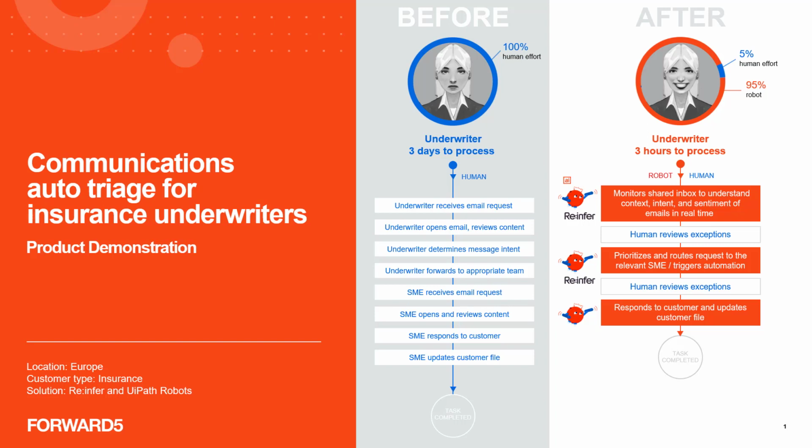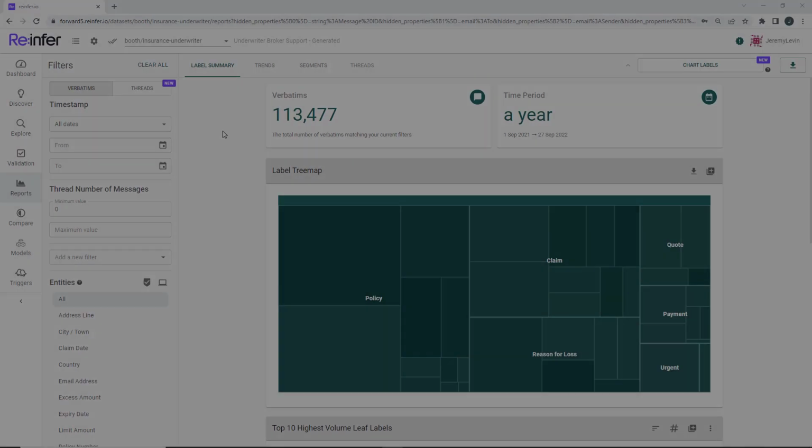This process was completely manual before and took 3 days and spanned across multiple people in the business. With UiPath and Reinfer, the underwriters now have to process only exceptions while the robots automate the process. They reduced the time to process each request from 3 days to 3 hours, improving organizational efficiency and, more importantly, improving customer experience. Now let's see how UiPath and Reinfer are able to help customers achieve these results.